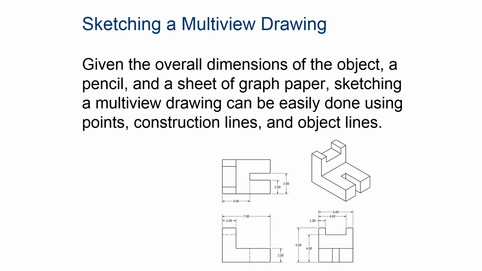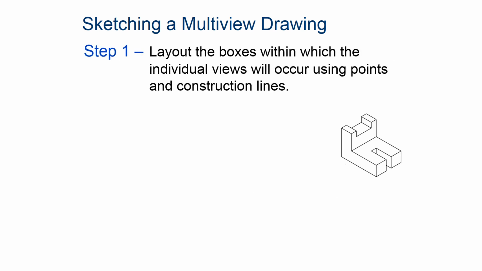Given the overall dimensions of the object, a pencil, and the sheet of graph paper, sketching a multi-view drawing can be easily done using points, construction lines, and object lines. Remember, on your construction lines, a lot of you guys and gals are getting very, very heavy and dark. Your construction lines should be light, and they should not be able to be seen if you hold them at arm's length. So they need to be a lot lighter than most of you are doing.